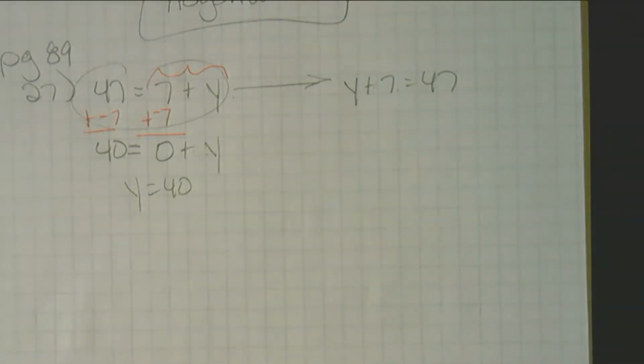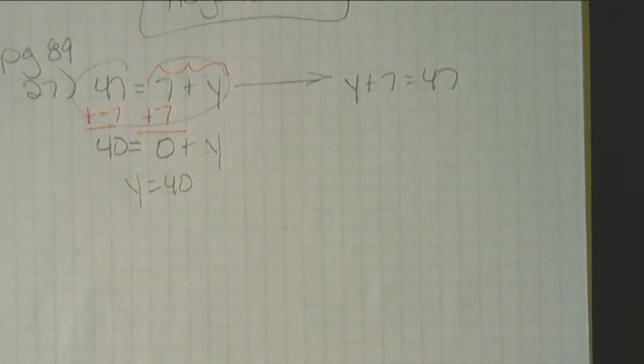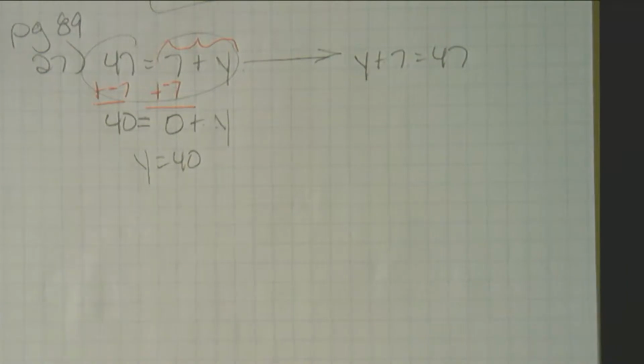Does that help you, Maya? Let me take a look. So 27 says it's 40. Okay. What else can I do for you guys? Ava?